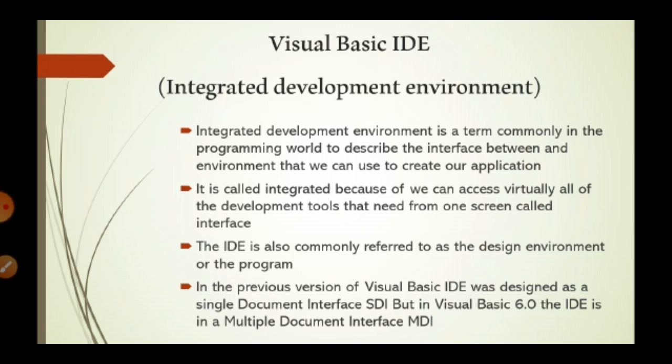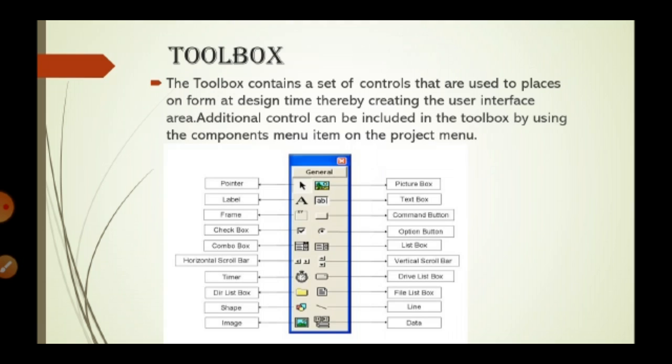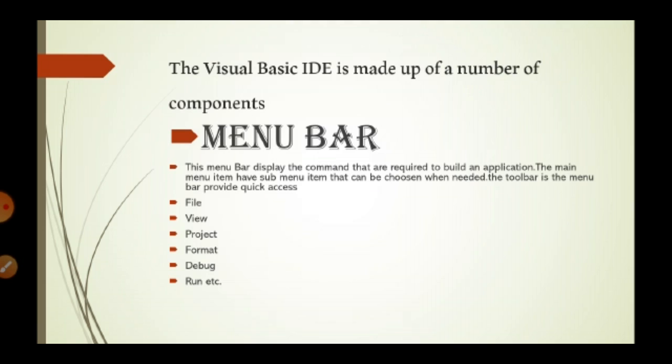Now next one is, the Visual Basic IDE is made up of a number of components like menu bar, toolbar, toolbox. First is the menu bar. This menu bar displays the commands that are required to build an application. The main menu items have sub menu items that can be chosen when needed.